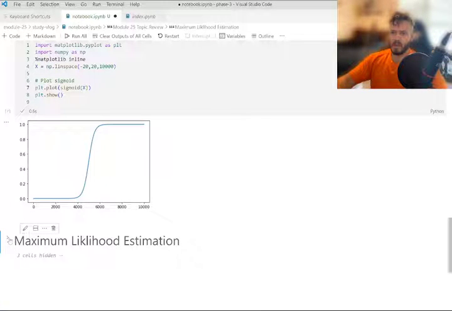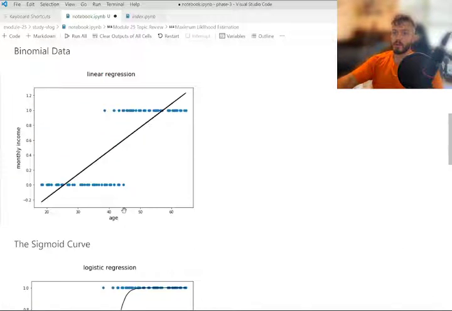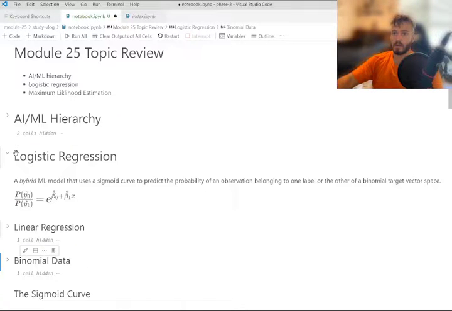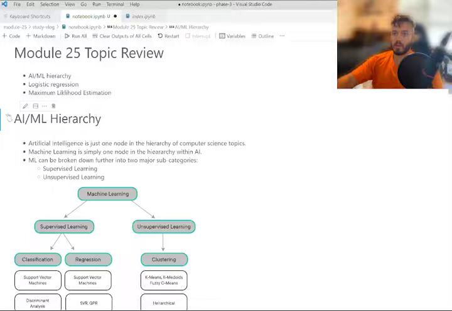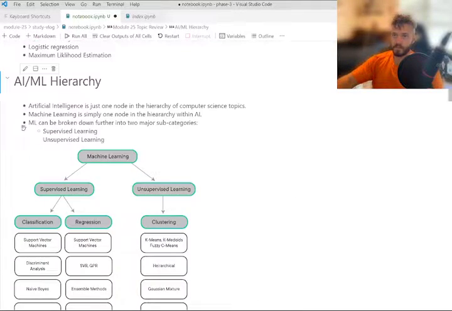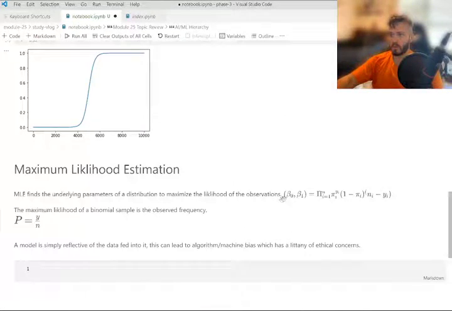So let's talk a little bit about maximum likelihood estimation. Maximum likelihood estimation finds the underlying parameters of a distribution to maximize the likelihood of the observations. So that's basically referring to what I mentioned earlier with we're optimizing against our loss function. Those statements are basically referring to the same thing.